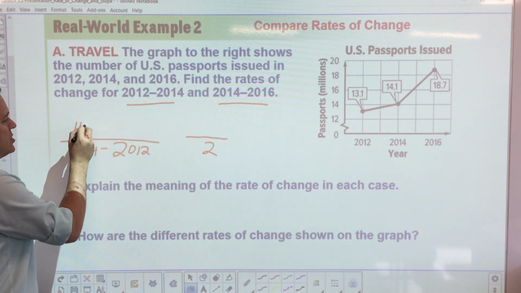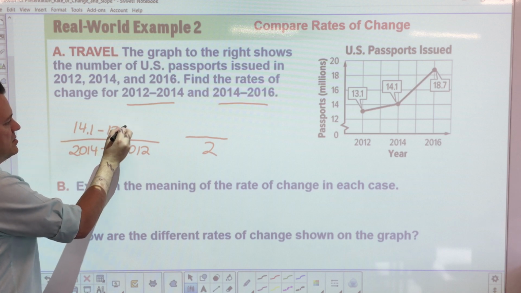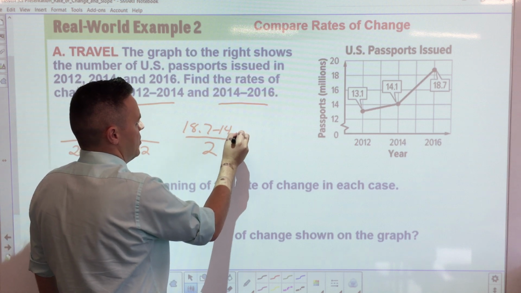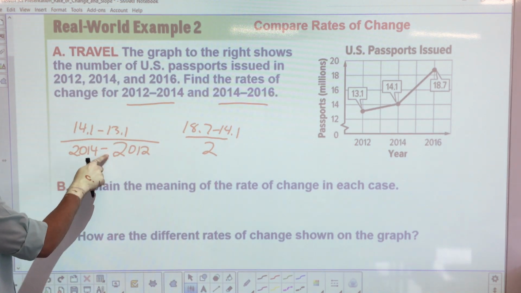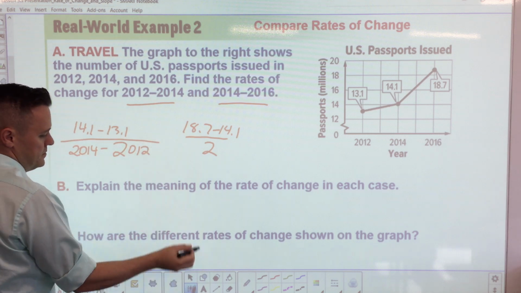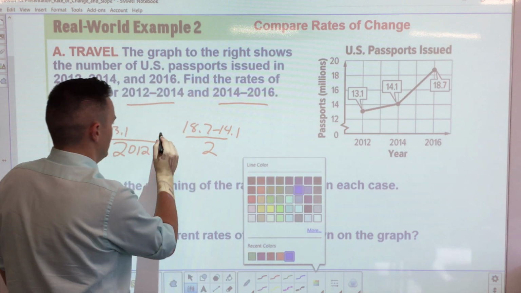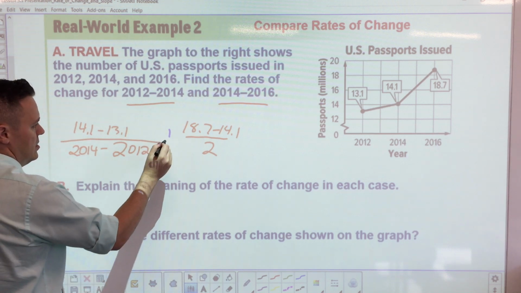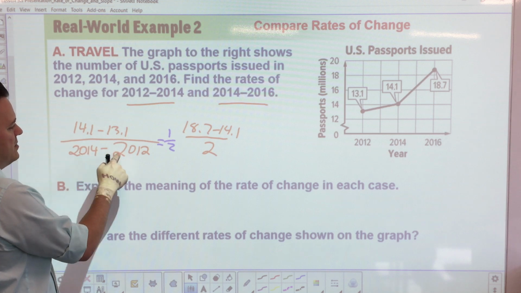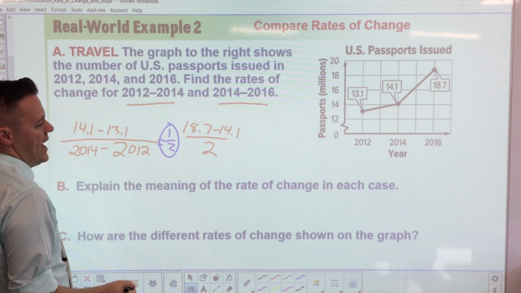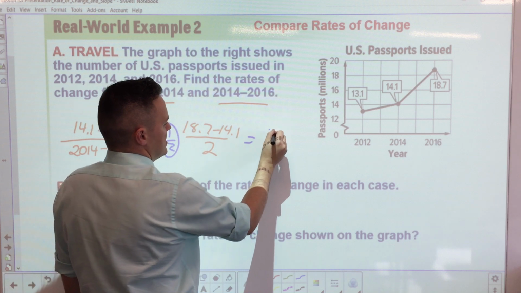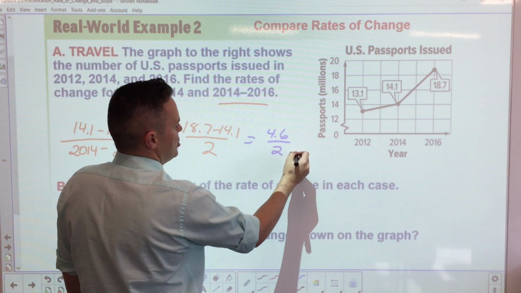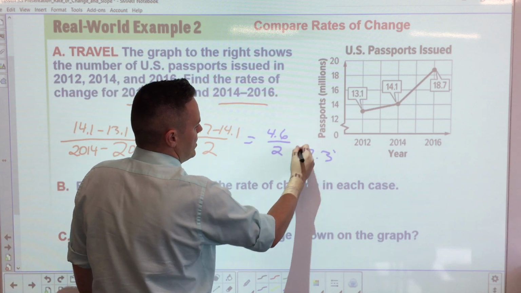And it would be 14.1 minus 13.1. Now this one over here is 18.7 minus 14.1. So what is the rate of change here? Well, this is 1. 14 minus 12 is 2. The rate of change is 1/2. The rate of change on this is going to be 4.6, and that's going to be divided by 2, which comes out to be 2.3.